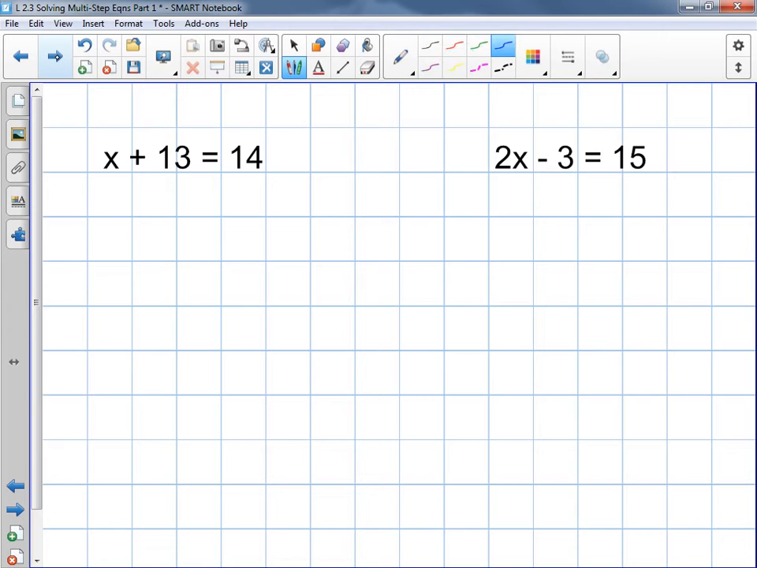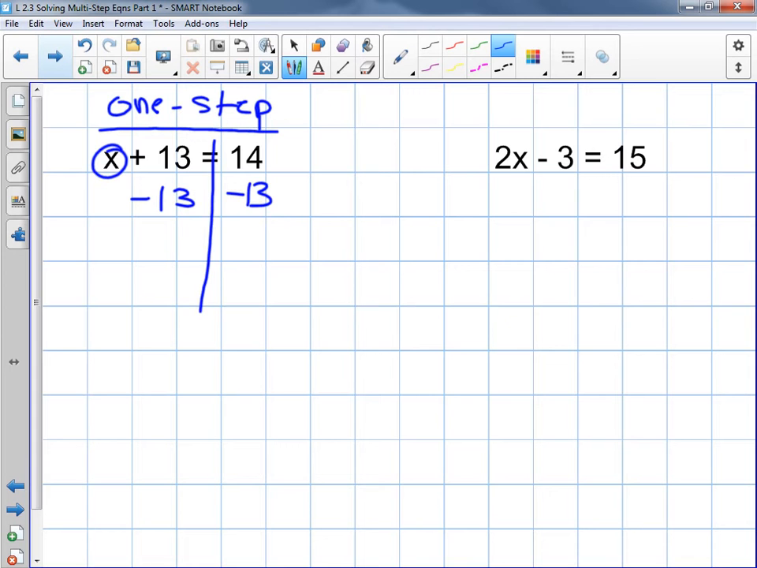So far you've solved a one-step equation, and with a one-step equation it takes 1 step to solve it. In a one-step equation you find the variable and you do the opposite of what's happening to the variable. In this case it's being added to 13, or plus 13, so you do the opposite, which is subtract 13. And what you do to one side of the equation you do to the other. Plus 13 and minus 13 cancel. You're left with x. 14 minus 13 is 1. So your answer is x equals 1.